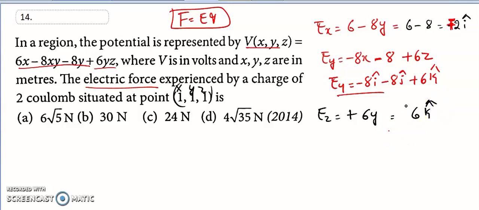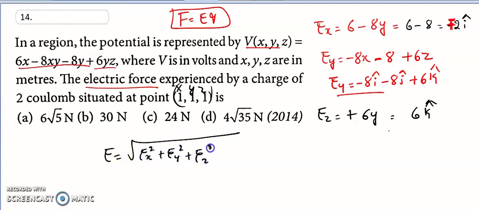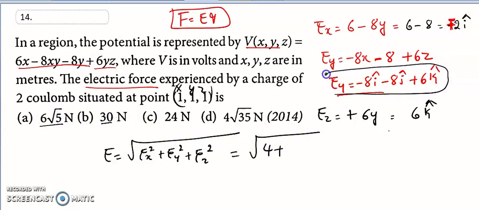So what is the answer for this one? So that is the answer. E is equal to square root of Ex square plus Ey square plus Ez square. Why? Because magnitudes are given. Okay, this is 2 square, 4 plus, so this one is 64 plus 64 plus 36 plus 36.